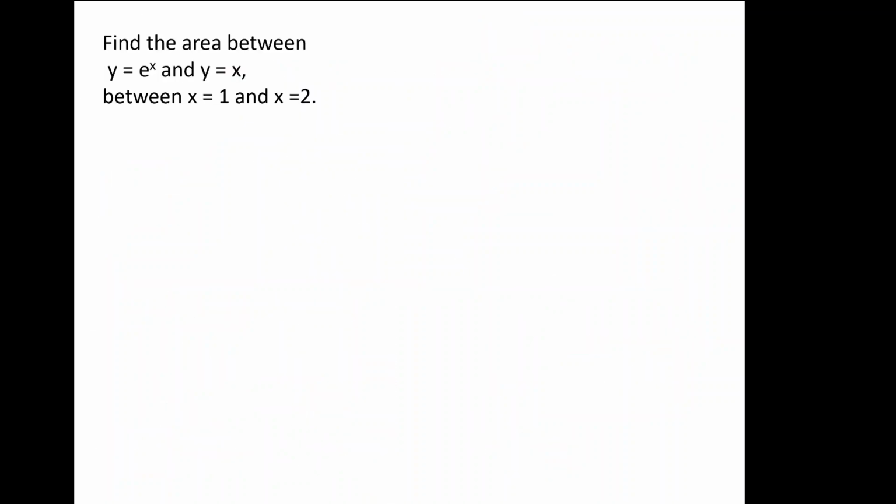Okay, next problem type. Find the area between y equals e to the x and y equals x between x equals 1 and x equals 2. So step 1, sketch. Step 2, intersections. For intersections, we have y equals y, which means e to the x equals x. And this is a big question mark. How do you solve this? And the answer is you can't.